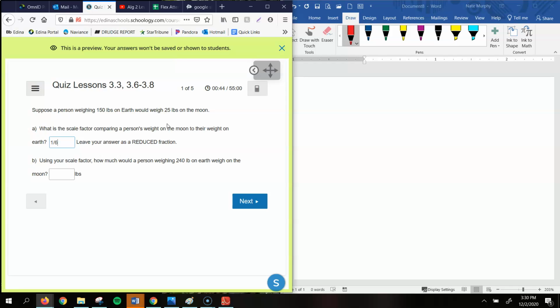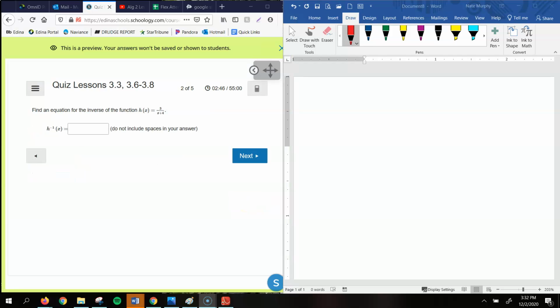All right, so using your scale factor, how much would a person weighing 240 pounds on Earth weigh on the moon? Well, they're going to be 1/6 their weight. And so on the moon, they're going to weigh 1/6 as heavy. So if we just take 240 times 1/6, that would give you 40. So a person weighing 240 pounds on Earth would only weigh 40 pounds on the moon.